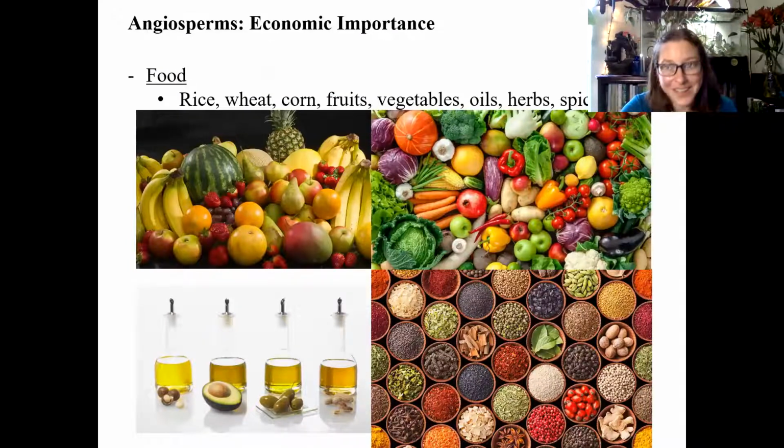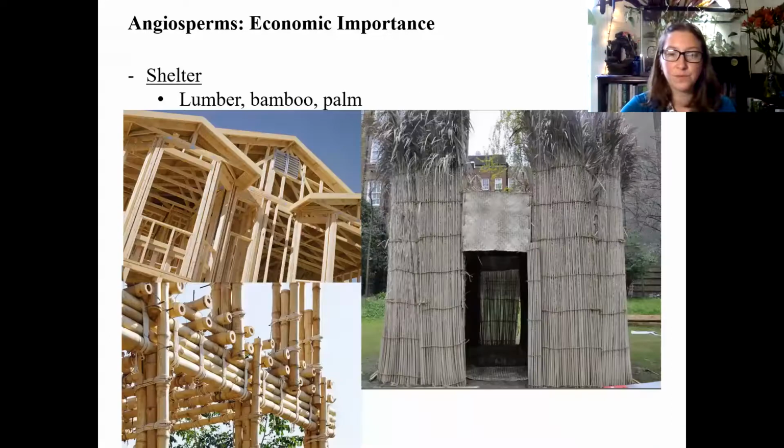Just to give you an idea, there's tons of things that we eat thanks to angiosperms, and not only food, but things like oils and herbs and spices. So we really make our food interesting by adding all of these different spices to give good flavor.